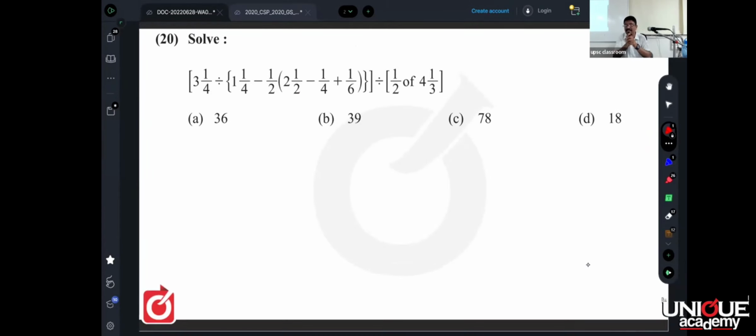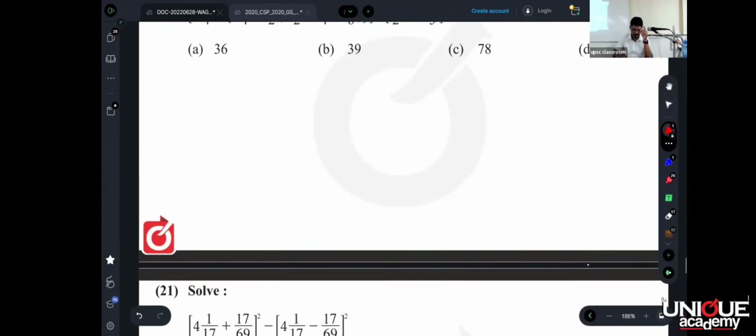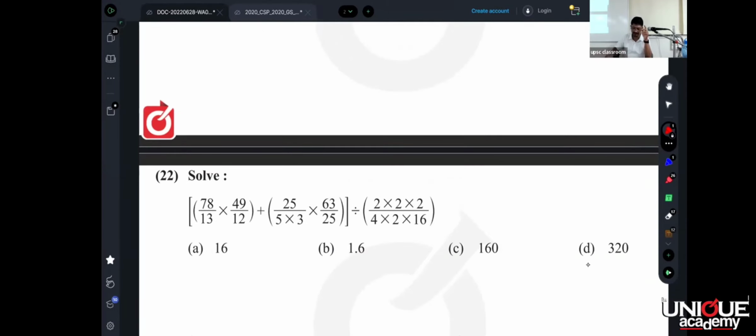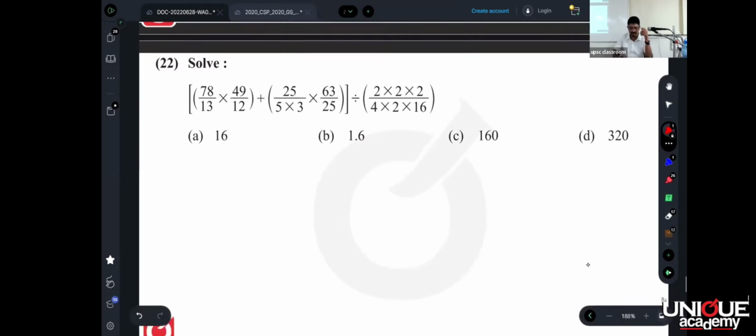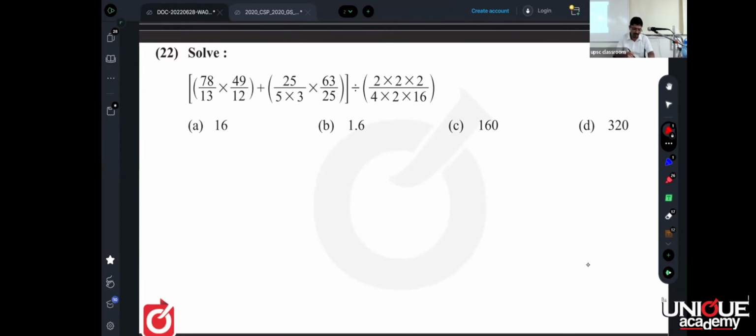Just a minute. Let me tell you one thing. In question number 22, there is a correction. Yes, there is a correction in question number 22. So we have 78 upon 13 into 49 upon 12. Instead of that 12, make it 42. First of all, that is one of the corrections. I'm saying there are 2 corrections in the same question. Here instead of 12, it is 42, and instead of 25, make it 35 here. Because of this, now you will not be frustrated if you are not getting the answers. Is it clear?